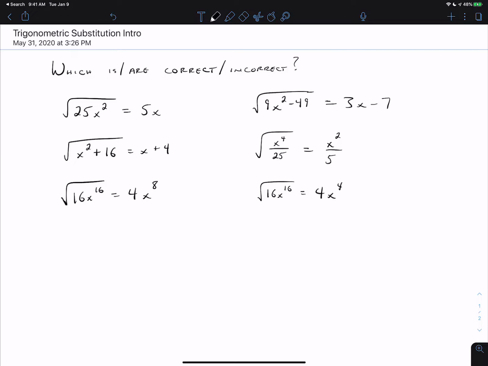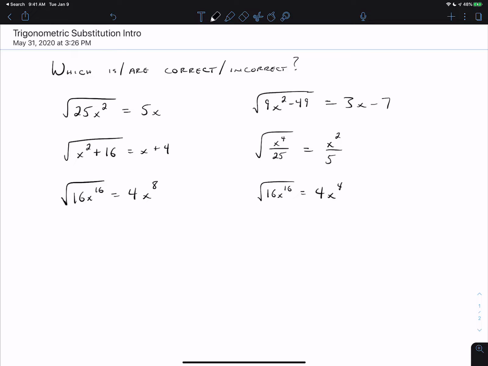All right, this video is an introduction to trigonometric substitution. And so we actually want to start with a quick algebra review. I've got six expressions written on the screen and simplifications of those expressions. And I want to know which of those are correct and which of those are incorrect.